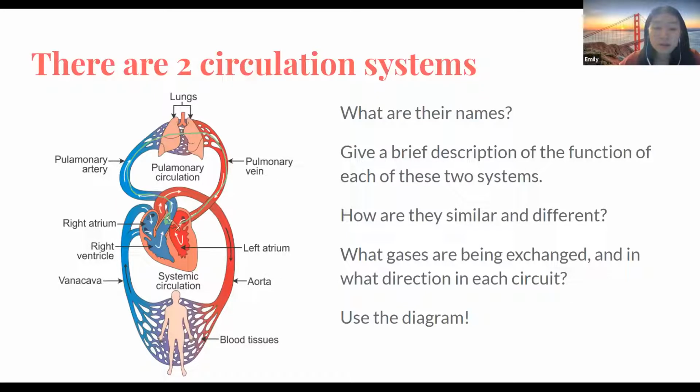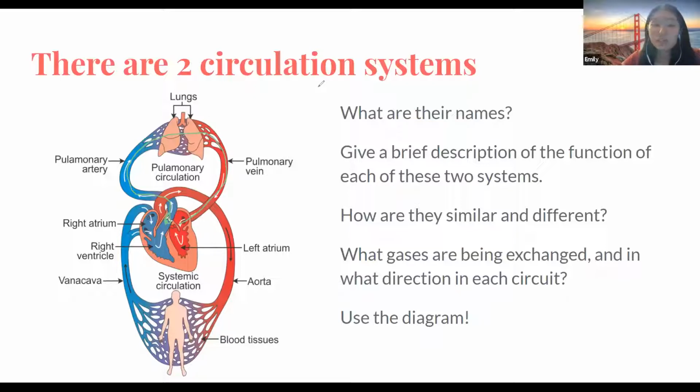So a brief description of the function of the pulmonary circulation would be that it sends blood through the lungs to get rid of CO2 and become rich in oxygen, and then it pushes it back to the heart.